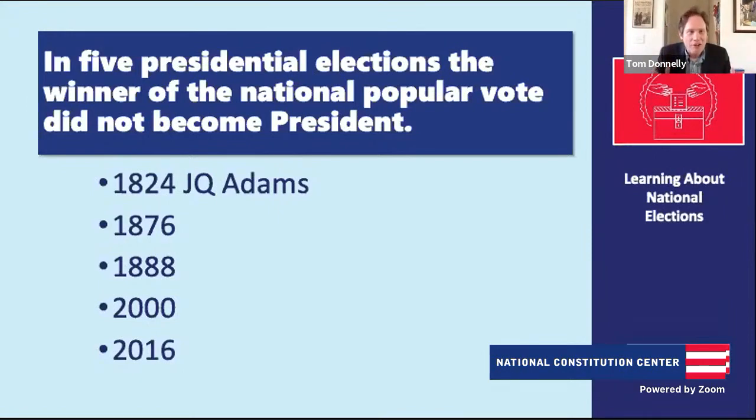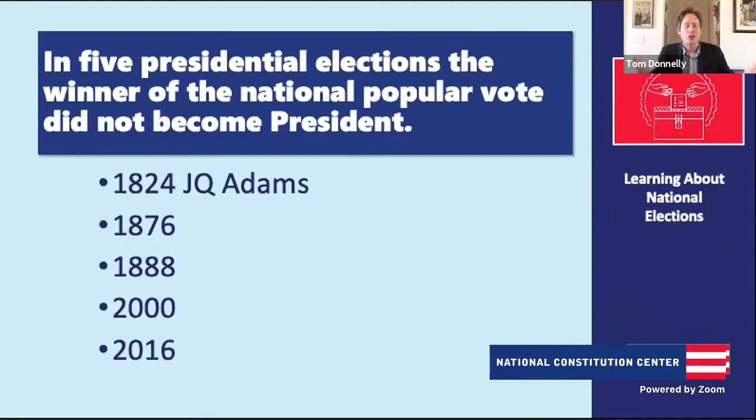1888 pits Benjamin Harrison against Grover Cleveland. Grover Cleveland wins the popular vote, but Benjamin Harrison wins in the Electoral College. In 2000, we have George W. Bush against Al Gore. Al Gore wins the popular vote, but George W. Bush becomes president. And then in 2016, we have Hillary Clinton against Donald Trump, where Hillary Clinton wins the popular vote nationally and Donald Trump wins in the Electoral College.